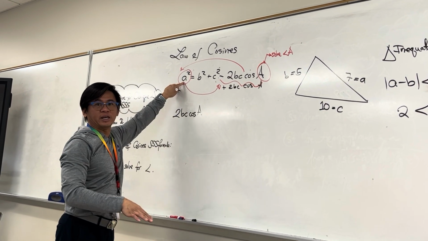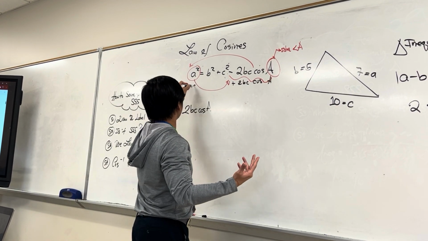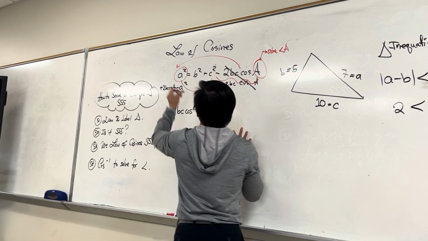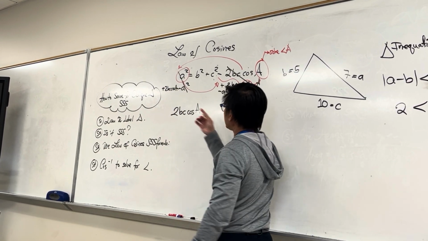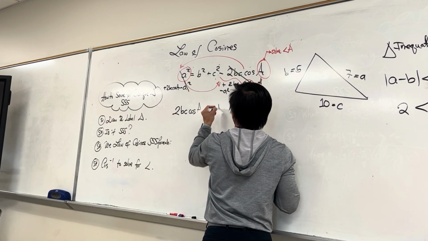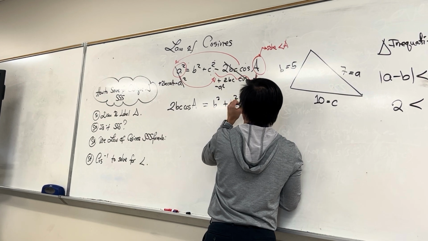And in order to remove this and put it on the other side, subtract a squared on both sides as well, right? Minus a squared. So with that, this will cancel out. That will cancel out, right? Hence, I have 2bc cosine A in here is equal to what? b squared plus c squared minus a squared, right?